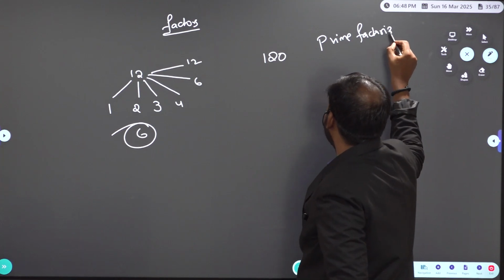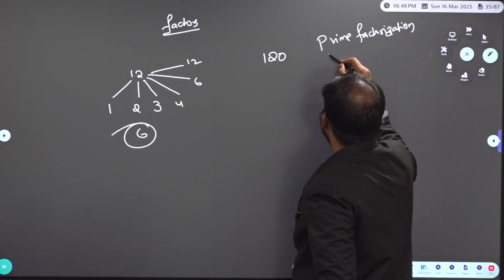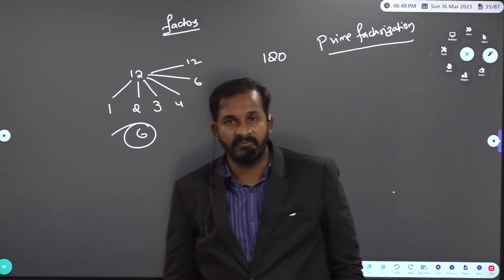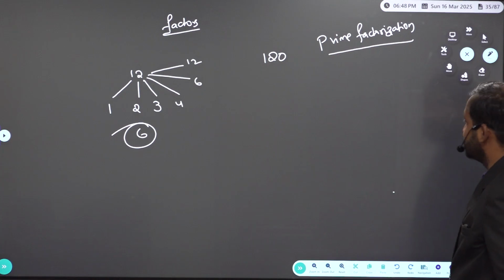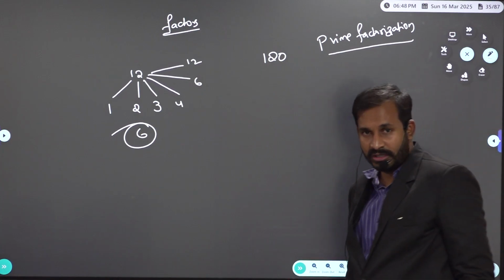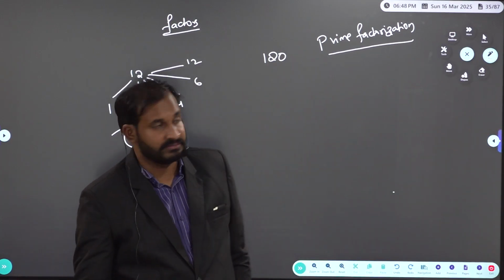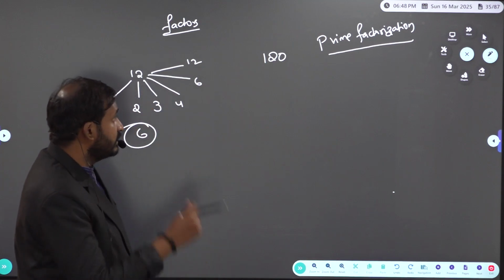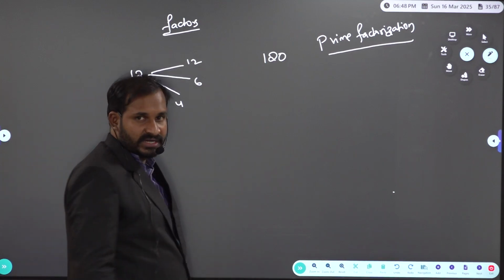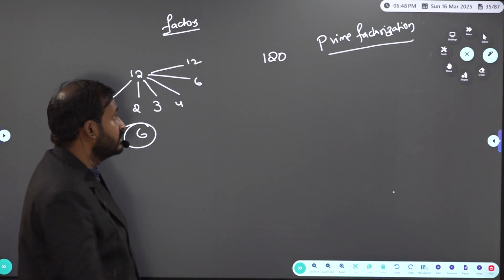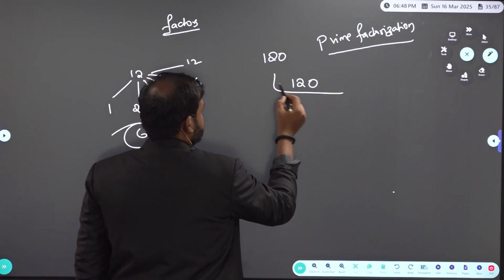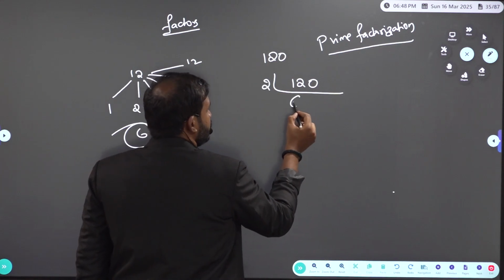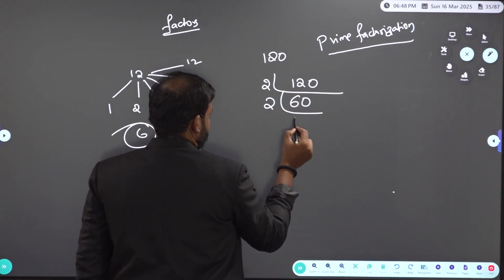With the help of prime factorization, we will try to solve the problems. Now, what is this prime factorization? How we are going to solve the problems based on this prime factorization means, please observe here carefully. In this prime factorization, what we will do is, we will divide the given number with prime numbers. That means 120 with 2.